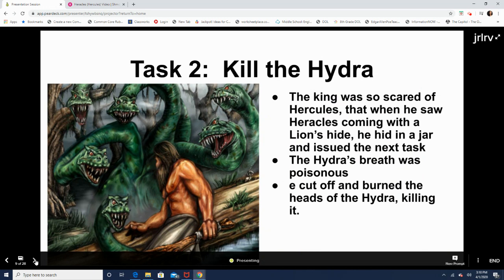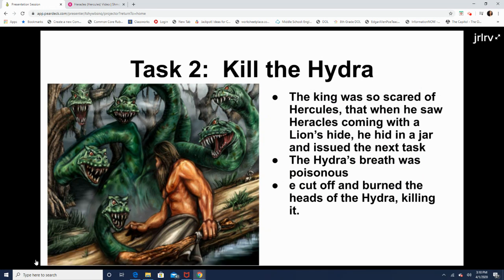Task 2, kill the Hydra. The king was so scared of Hercules that when he saw Heracles coming with the lion's hide, he hid in a jar and issued the next task. The Hydra's breath was poisonous. Hercules cut off and burned the heads of the Hydra, killing it.